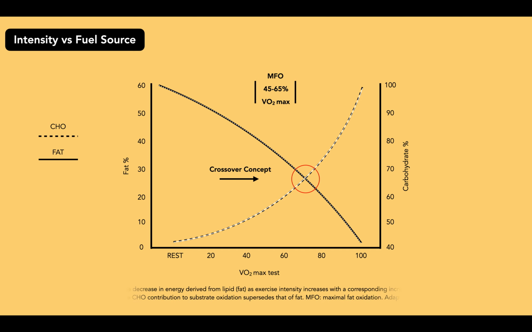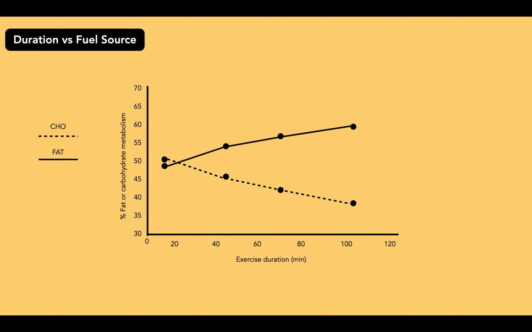Now let's take a look at duration. At the bottom there, we can see where I got the graph and how it works. It's important to note with duration, this graph is based on prolonged low intensity exercise. Low intensity being the key there. As you can see at the start, it's close to a 50-50 split of using carbohydrates or fats, and that would probably change depending on the training status of the individual.